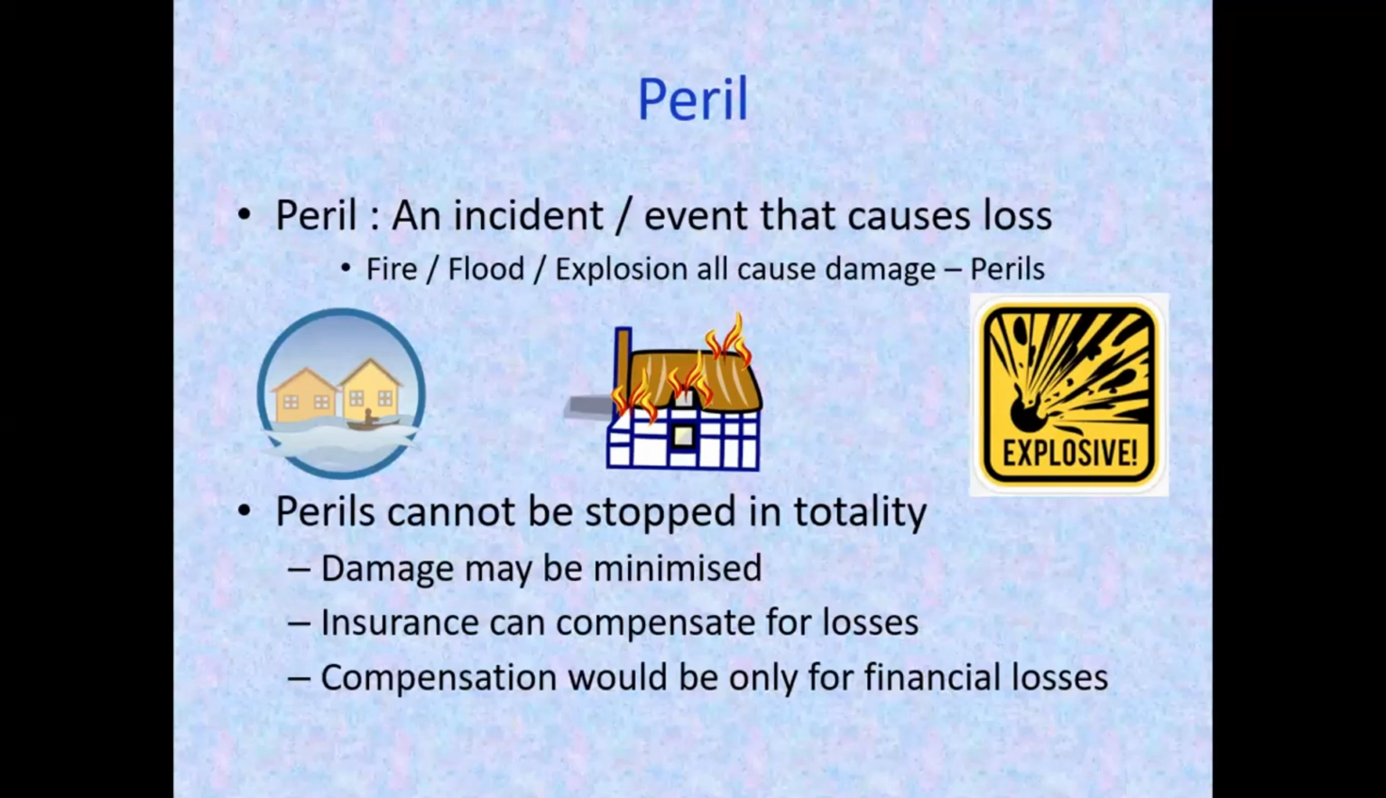Another important key element in peril is that the compensation would be only for financial losses. Anything that needs to be paid as a claim in insurance has to be measured in rupees, in Indian rupees, in a financial context. We cannot pay for emotional losses. We cannot pay for some aesthetic losses. Those are things which will not be within the purview of insurance. We'll look at some examples to understand the difference.